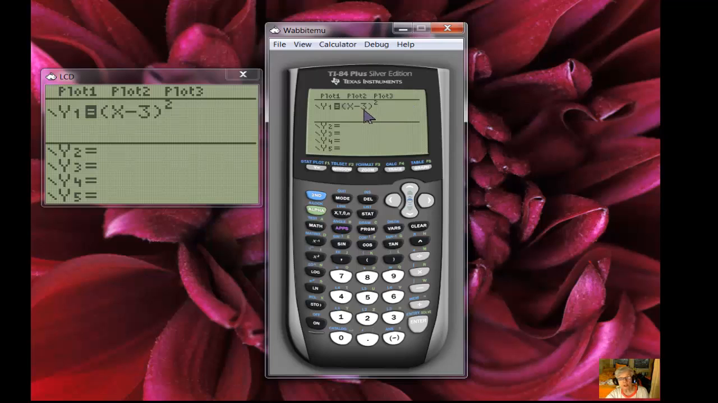Okay, now we've moved this to the right 3 places. We've moved x squared to the right 3 places. If I insert a negative sign, I not only will have moved the graph of y equals x squared to the right 3 places, but I have flipped it upside down.